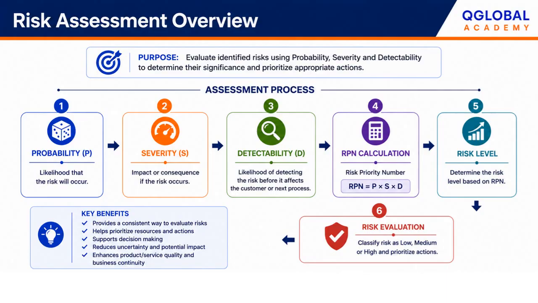The formula is straightforward. RPN equals probability multiplied by severity multiplied by detectability. Based on the calculated RPN, risks are classified into different risk levels, such as low, medium, or high. This structured approach provides several benefits. It creates consistency, helps prioritize resources, supports better decision-making, reduces uncertainty, and improves quality and business continuity. Always remember, the higher the RPN, the greater the priority for action.